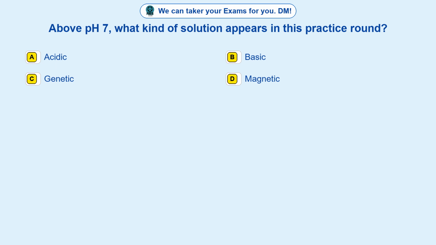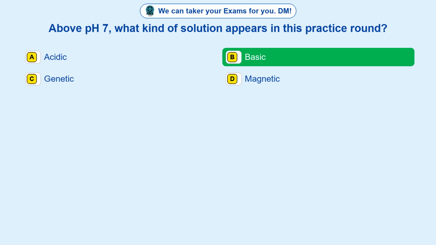Question 36. Above pH 7, what kind of solution appears in this practice round? Option A, acidic. Option B, basic. Option C, genetic. Option D, magnetic. The correct answer is option B.